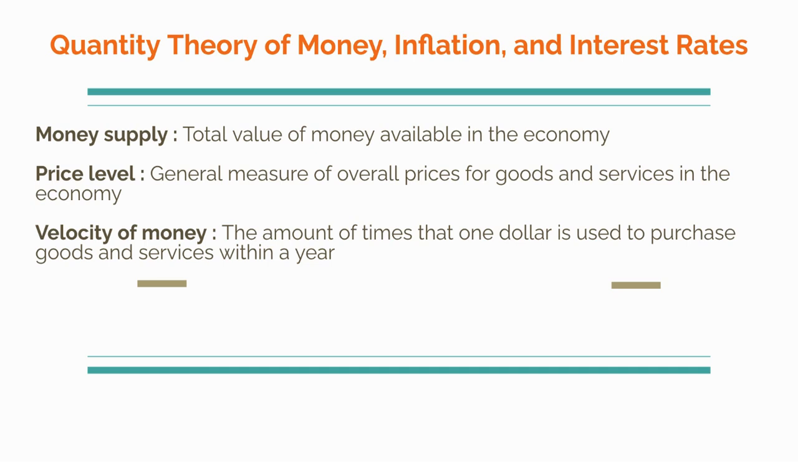The second thing is the price level, which is a general measure of overall prices for goods and services in the economy. And lastly, we have the velocity of money, which is the amount of times that $1 is used to purchase goods and services within a year in the economy.